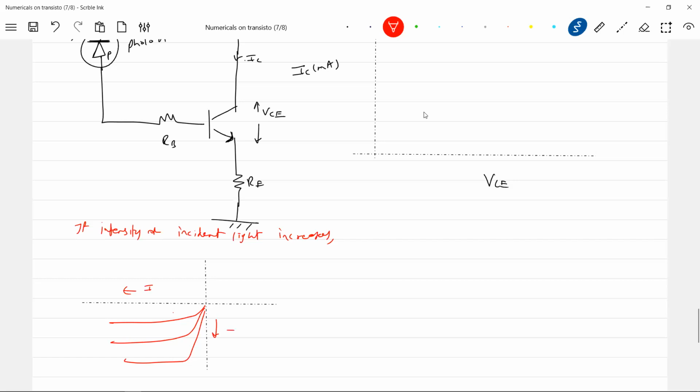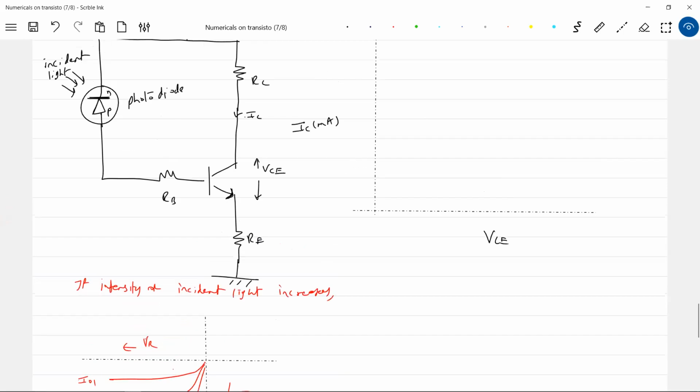And this is the reverse voltage. This is a current, reverse current. Am I right? And these are intensities. So I'll write intensity I01, I02, I03. As you increase the intensity of light, the photo current will increase here.